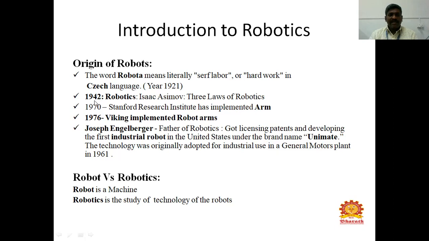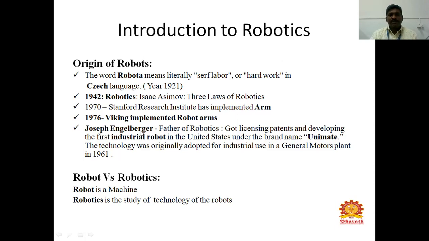In 1942, the word robotics was coined by Isaac Asimov. He also gave the three laws of robotics. In 1970, the Stanford Research Institute implemented the arm. From that, small developments are making the robots that work nowadays. In 1976, the Viking implemented a robot arm.